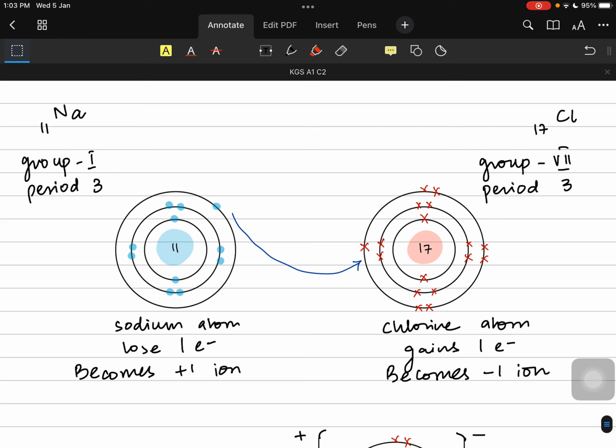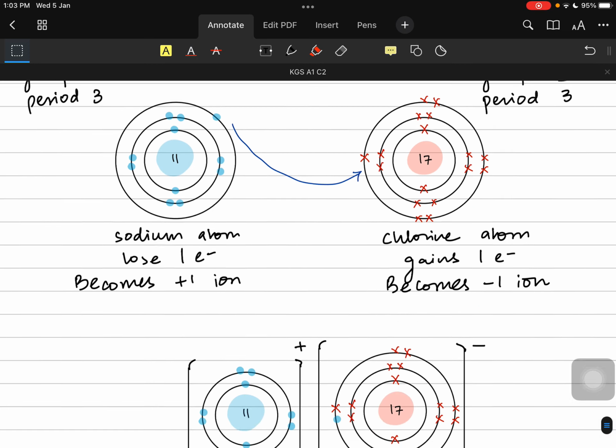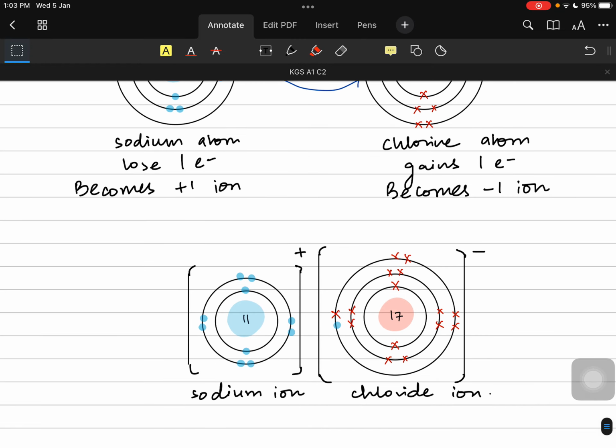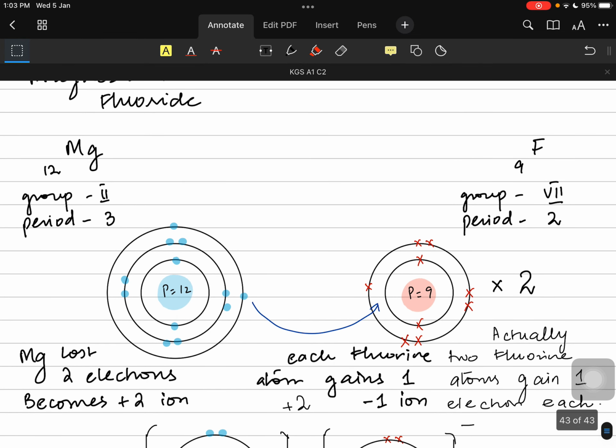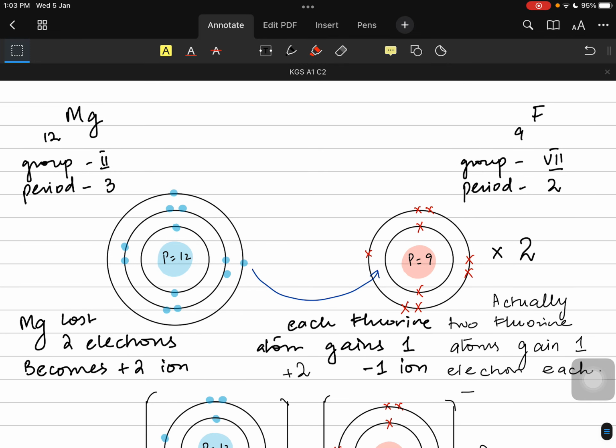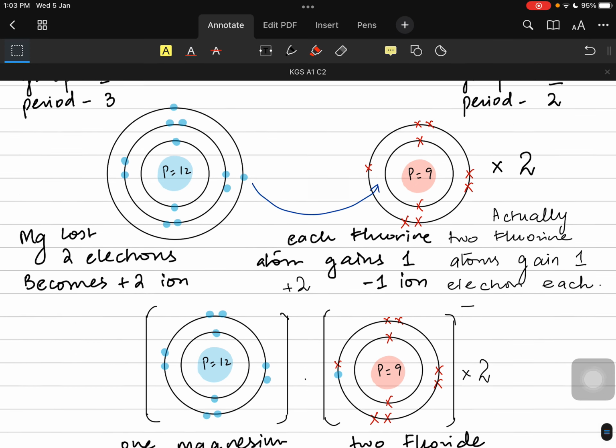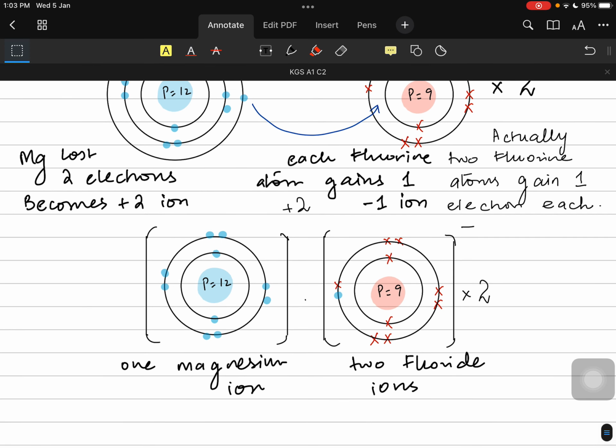So for example, sodium has one electron in the last shell, and it loses it. A chlorine atom has 7 electrons in the last shell, and it gains 1 electron, so they both become ions, and they both have a noble gas-like configuration. Similarly, magnesium has 2 electrons in the last shell and loses 2 electrons, while the fluorine atom gains 1 electron. So technically it wasn't balanced. So we need 2 fluorine atoms, each one of which gains an electron, and you have 2 fluoride ions with a -1 charge on each, and there is one magnesium ion with a charge of +2.